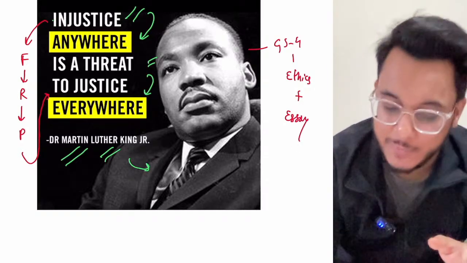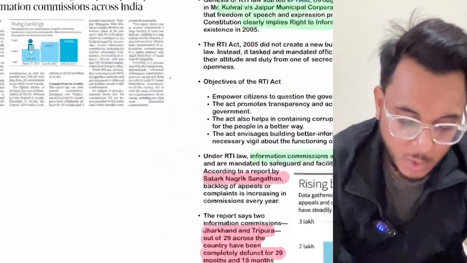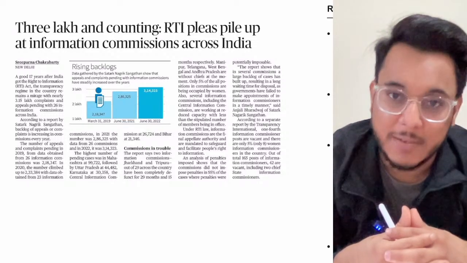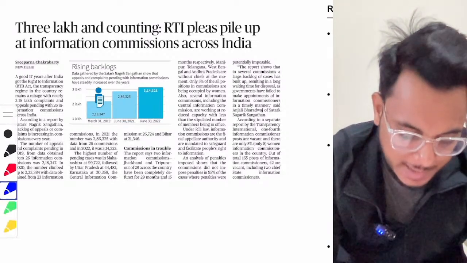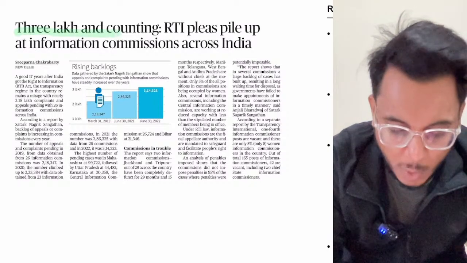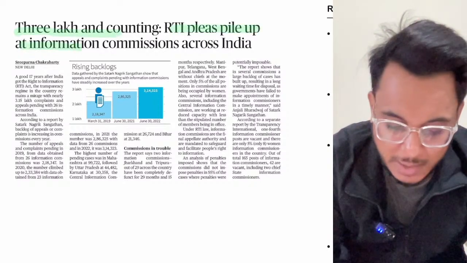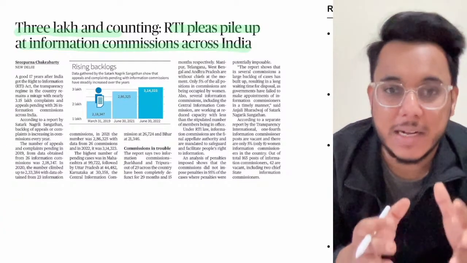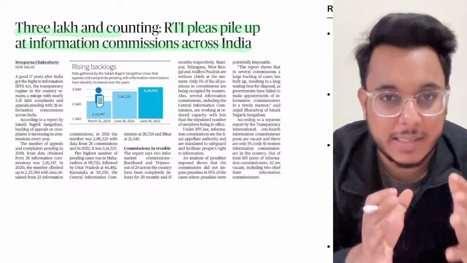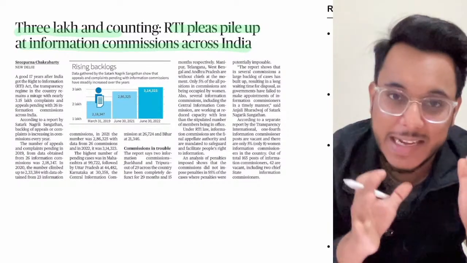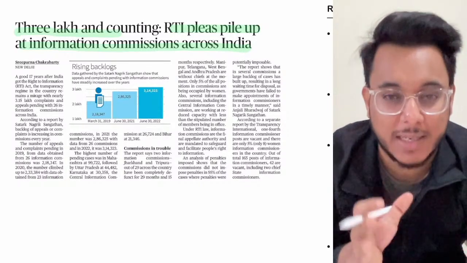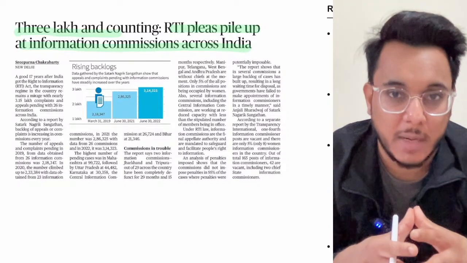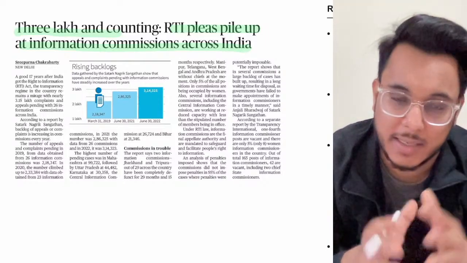And now let's take the first article. Okay, so first of all, let's read the heading of the article, what it reads, and then we'll go into the detail. The article reads: 3 lakh and counting, RTI pleas pile up at information commissions across India. So basically, guys, this article talks about the Satark Nagarik Sangathan's report on RTI pendency in India. Now, Satark Nagarik Sangathan comes out with this report almost every year. Last year also the Satark Nagarik Sangathan's survey was there.